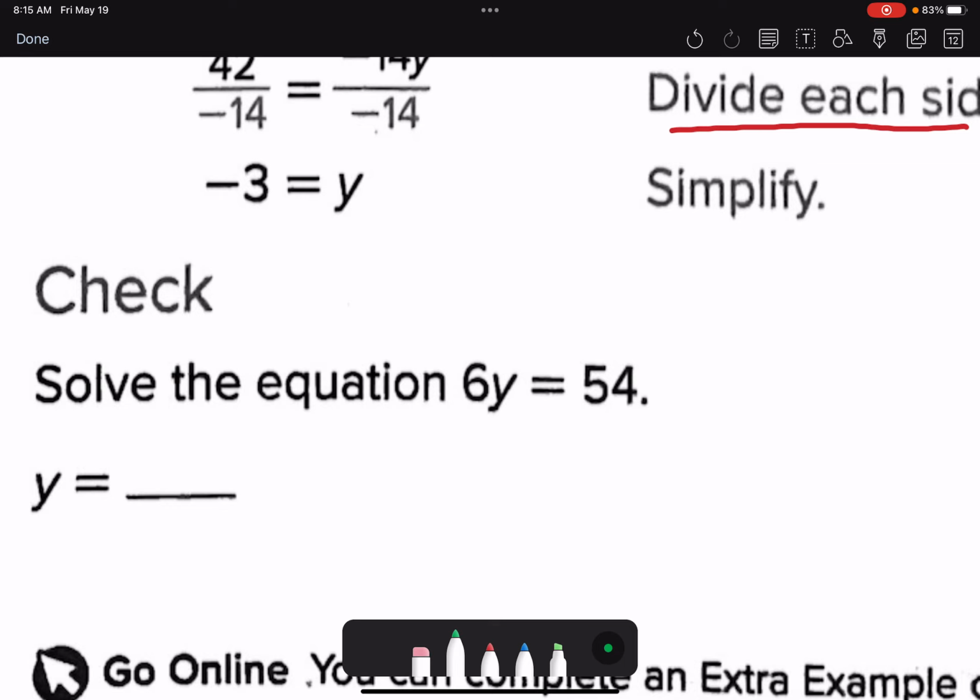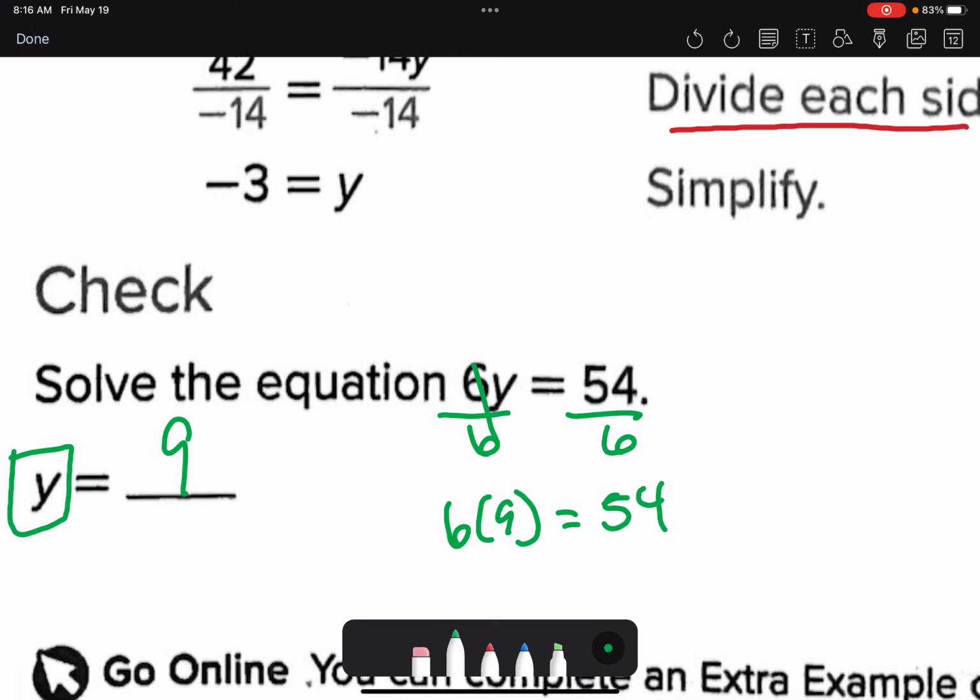What is that 6 doing to y? I know it's a positive 6, but what is 6 doing to y? It's not adding, it's what? Multiplying. So how do we undo that? We divide. And then over here, 6 divided by 6 is a nice, beautiful, positive 1. Again, you don't have to put the 1. And then 54 divided by 6 is 9. And then plug it back in. 6 times 9 is, in fact, 54. I am correct.